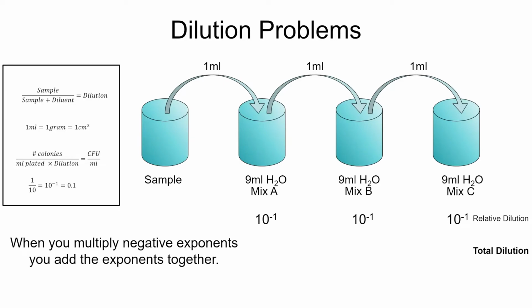So whichever mix we are taking from to plate colonies, we want to figure out what that dilution is from the original sample. When you multiply negative exponents together, you add the top numbers together. So as you can see, mix A is just 10 to the negative 1 total dilution. Mix B is a 10 to the negative 2 total dilution. And finally, mix C is a 10 to the negative 3 total dilution.